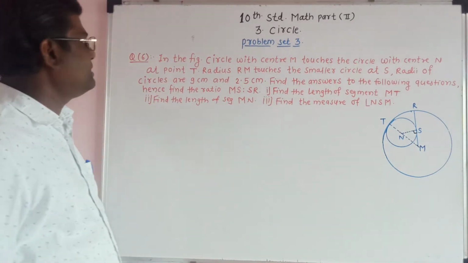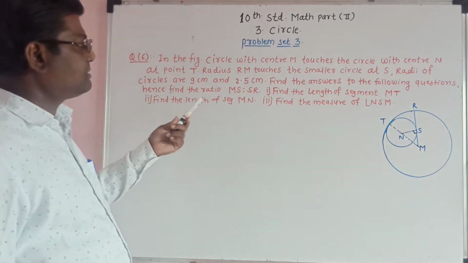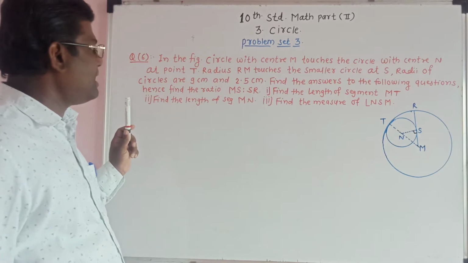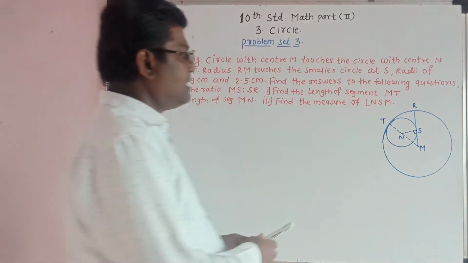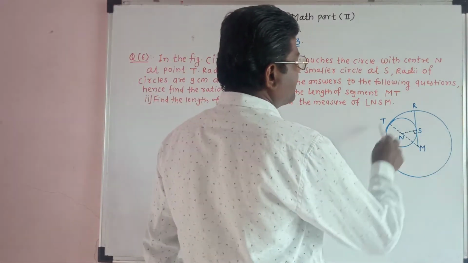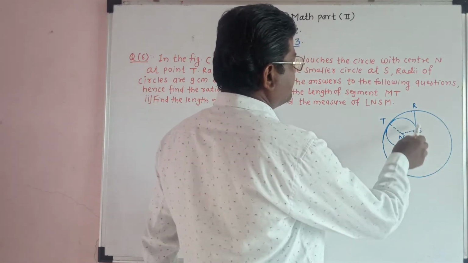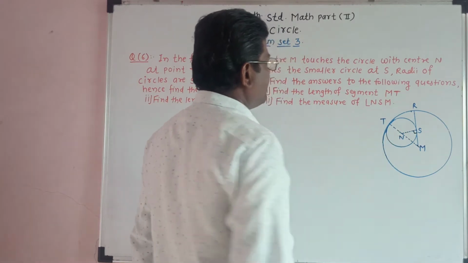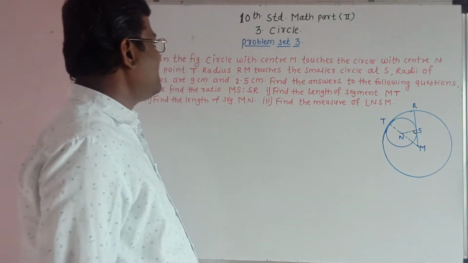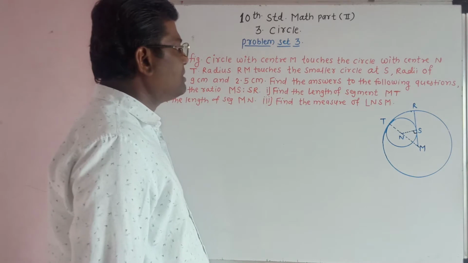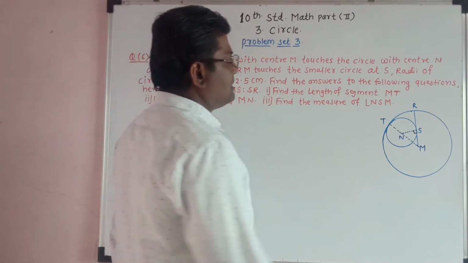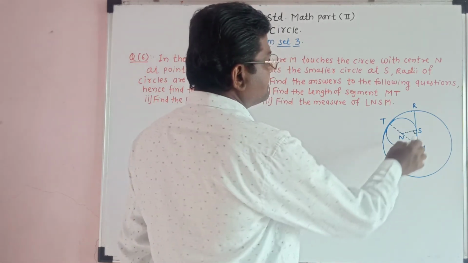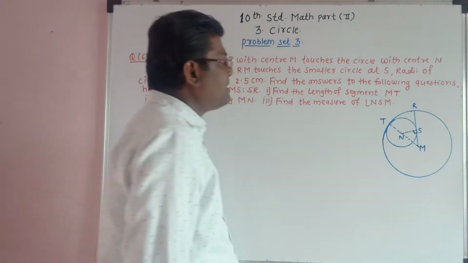Question number 6 is, in the figure, circle with center M touches the circle with center N at point T. There are two circles. This is a big circle with center M and this is a small circle with center N. These two circles touch at point T. Radius MR of the big circle touches the smaller circle at point S.